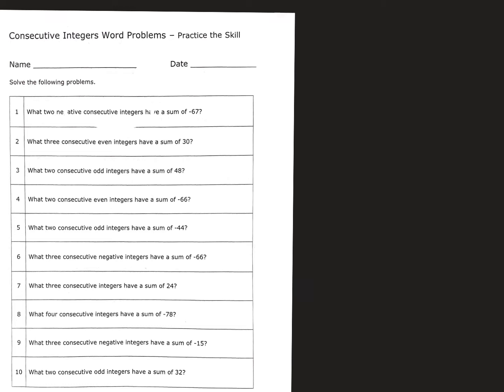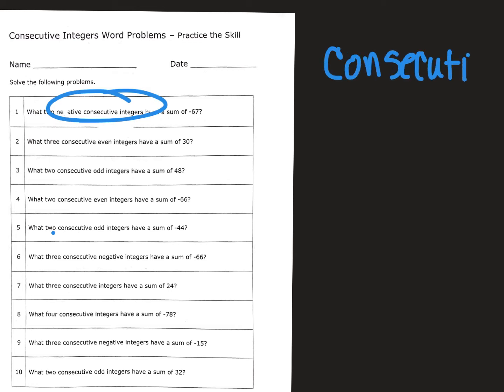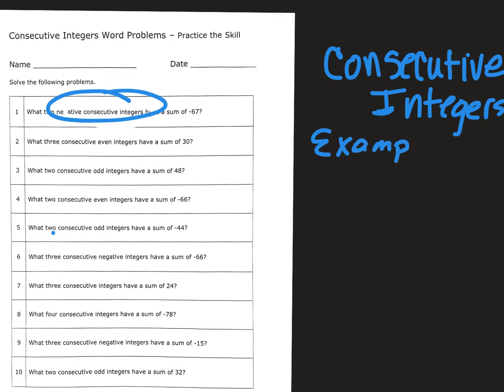Consecutive integers, what that means. First of all, integers are made up of whole numbers, like 3, 4, 5, 7, 8, 9, etc. So an example of a set of consecutive integers might be something like 3, 4, 5.